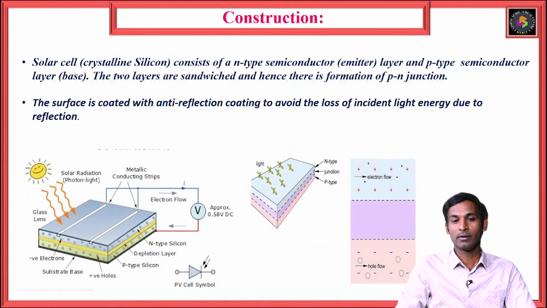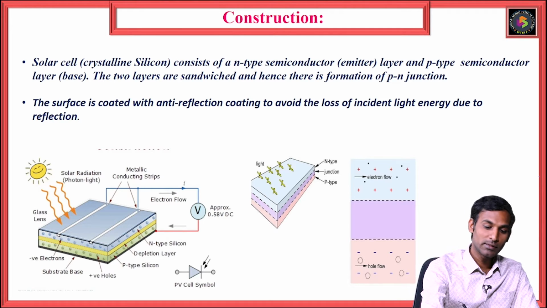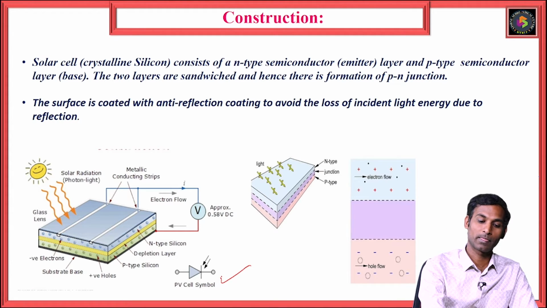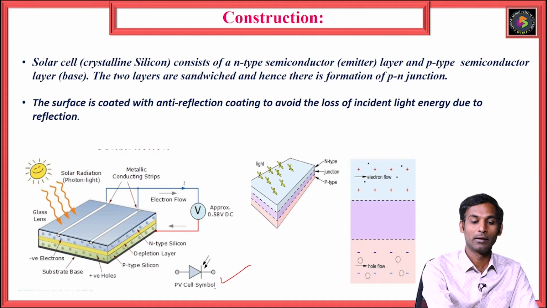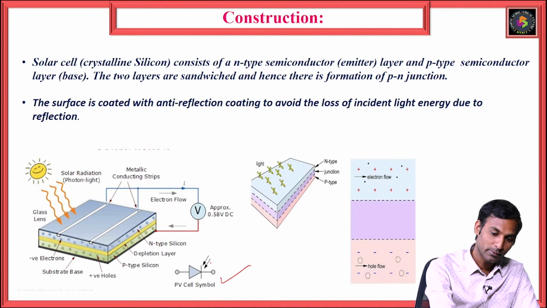Coming to the next slide, from the construction point of view, you can first observe the diagrams here. This is the symbol for the solar cell. You can observe here, this is one bubble, and this is one more bubble. That means conventional current flows from the P to the N side. That's why it is said to be the PV cell symbol, meaning photovoltaic cell. These two arrow marks indicate the absorption of light radiation. This is the symbol for the solar cell.